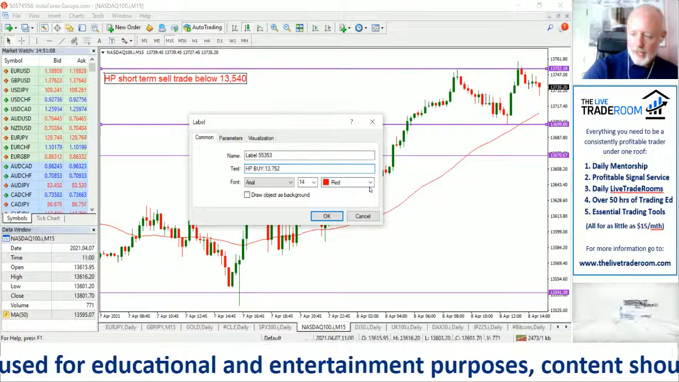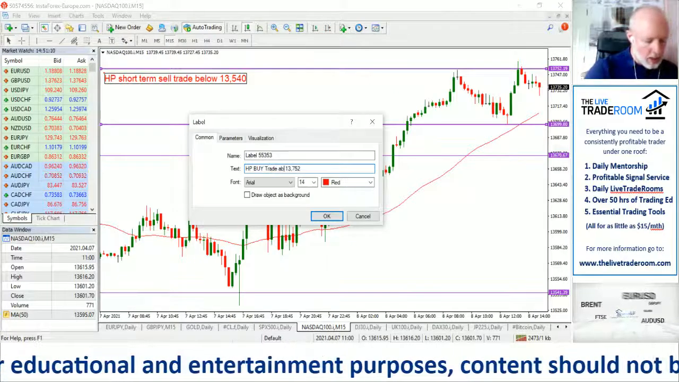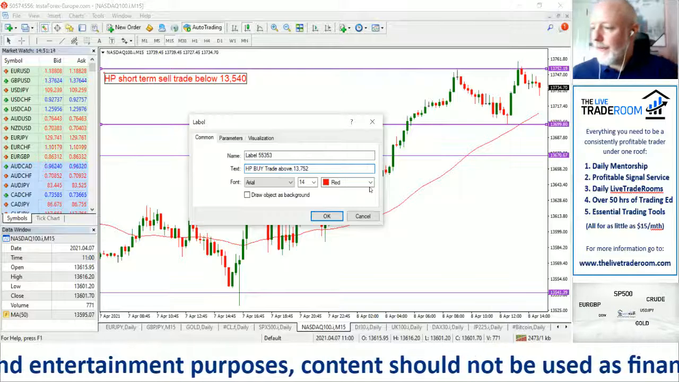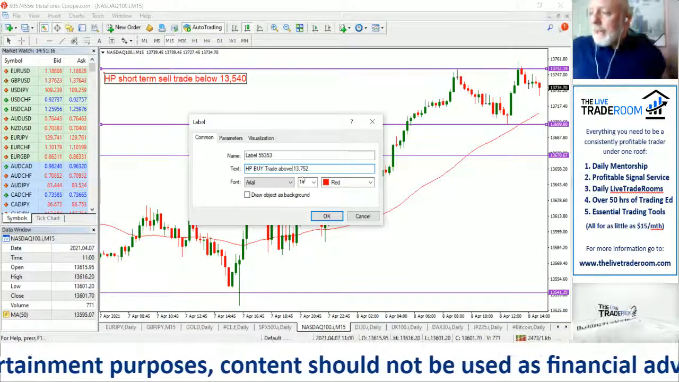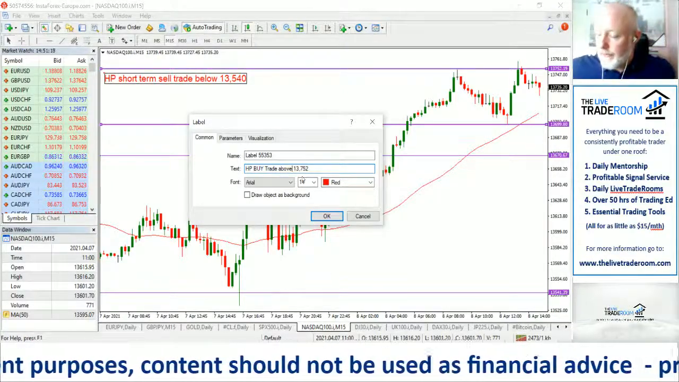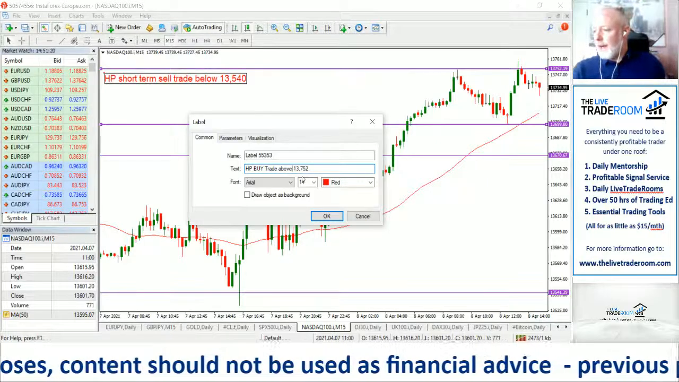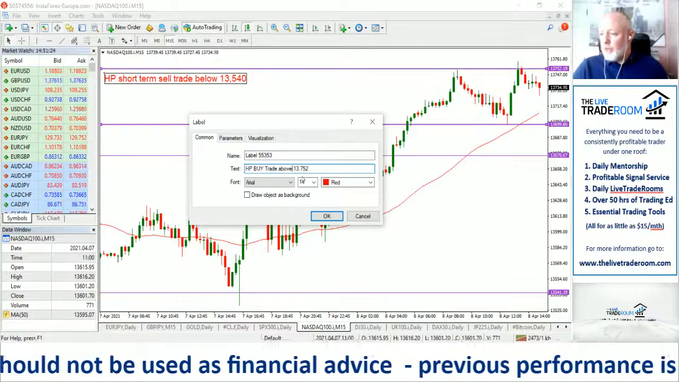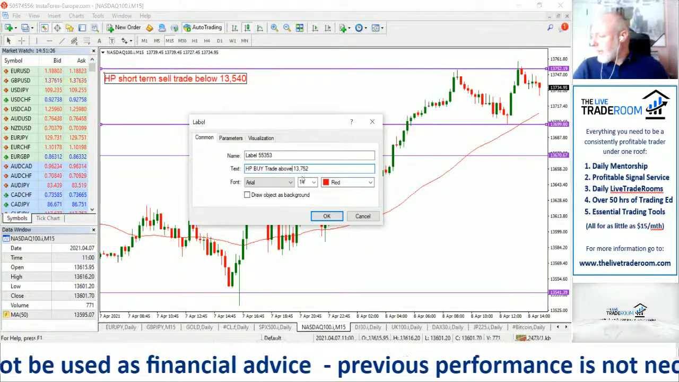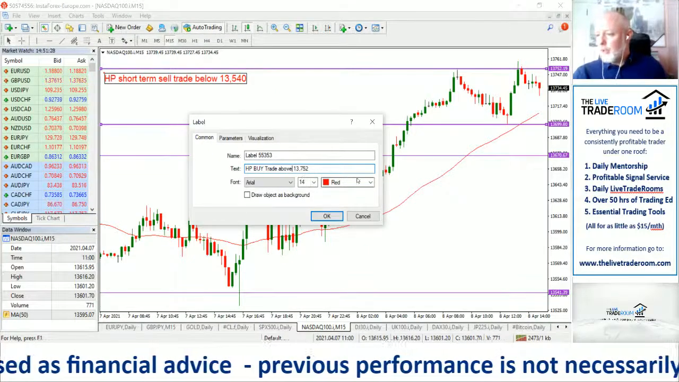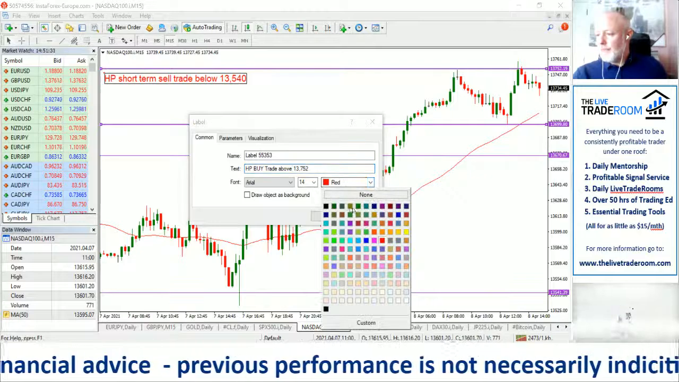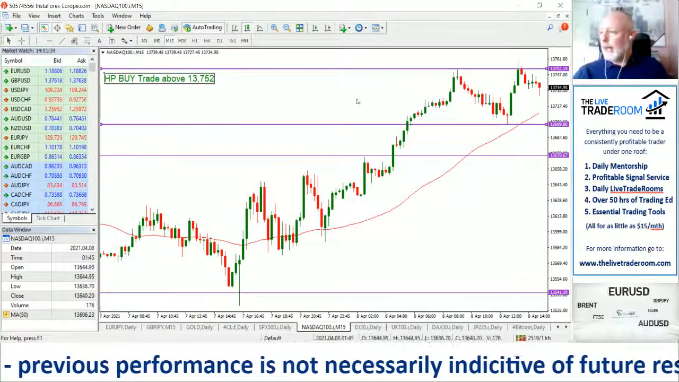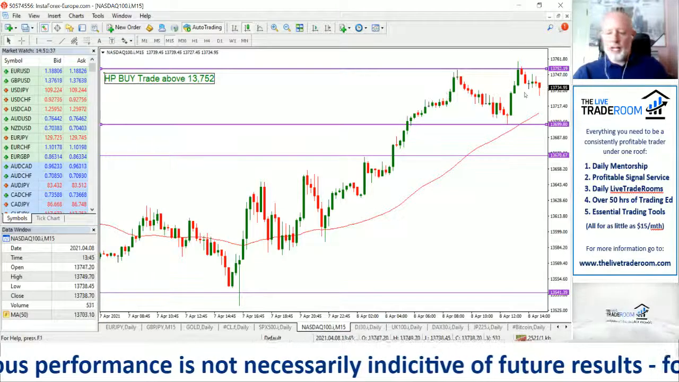There's a high probability buy trade above the 13,752 level, and we've been talking about this since 13,250. So a very decent 500 point return from last Thursday, if I'm not mistaken. We'll change this to green, just to signify that it is a buying trade that we're looking at now. We're currently moving sideways.